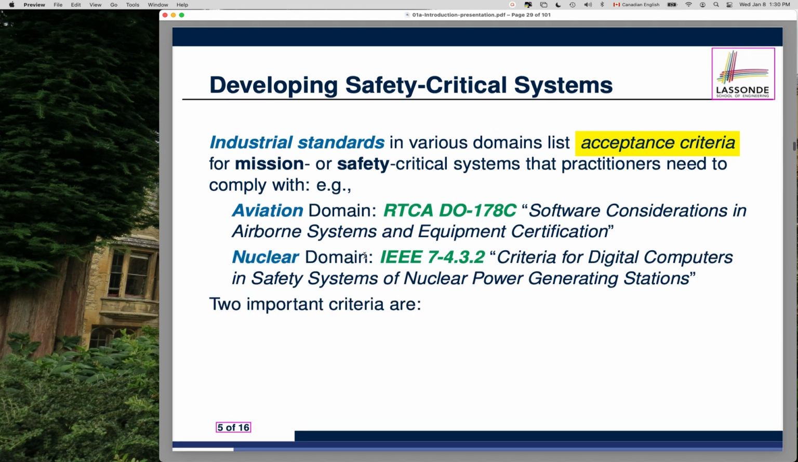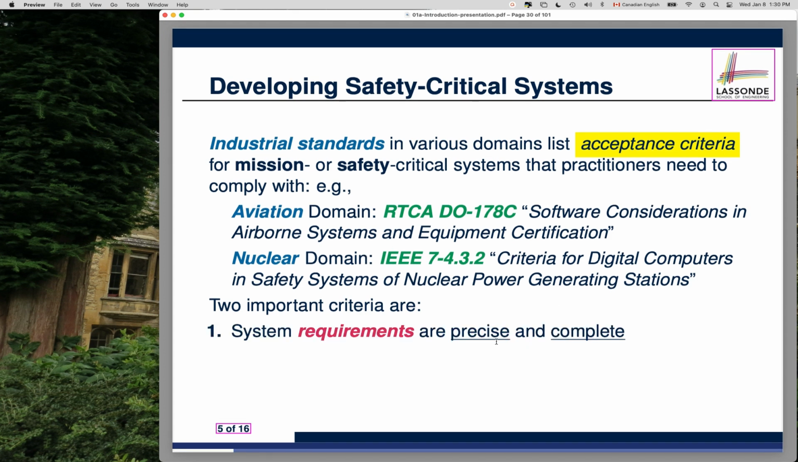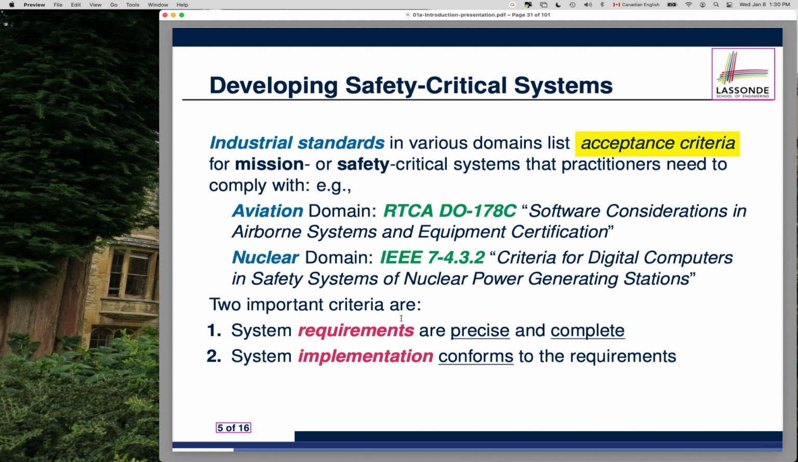Now let's talk about the criteria. The two criteria are, first, we want to make sure the requirements are precise and complete, and second, the implementation should really conform to the requirements. I'll just mention the bullet points, and then give you a little more detail. These are the two things we're talking about. Let's now elaborate a little on these two criteria.